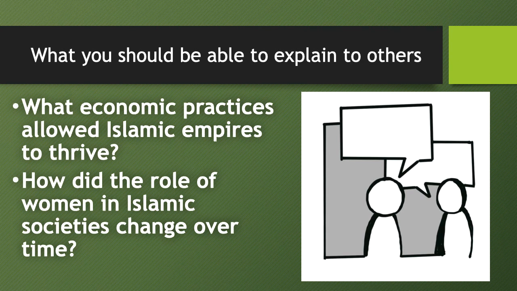So by now, you should be able to explain to others what the economic practices were that allowed the Islamic empires to thrive. And you should be able to explain how the role of women in Islamic society changes over time. So be able to use evidence, such as veiling or talking about things like Sharia or the Quran and what you read in the textbook and why these practices changed over time. So that's it for section 3.